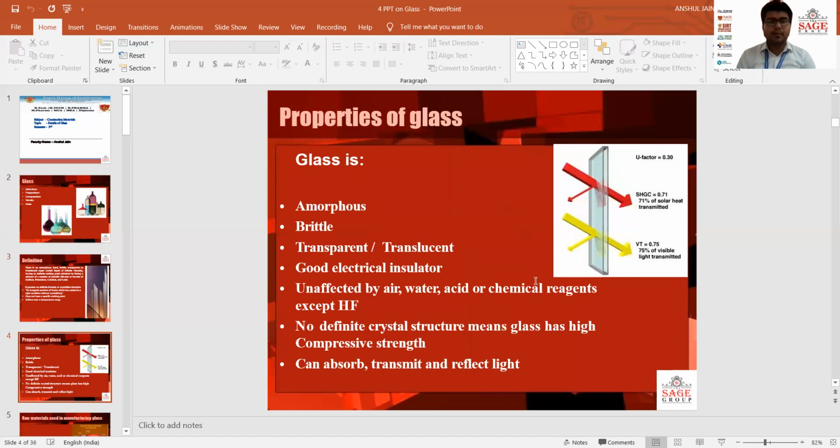If we talk about the basic properties, it is a brittle material. It is a very good insulator of electricity, meaning it can be used in places where electrical resistivity is required. It is unaffected by moisture, air, chemicals, or acids. So it is very good in that case. Also, it has very good compressive strength if we are considering it for domestic purposes. It has the properties that it can either absorb light, transmit light, or reflect light.